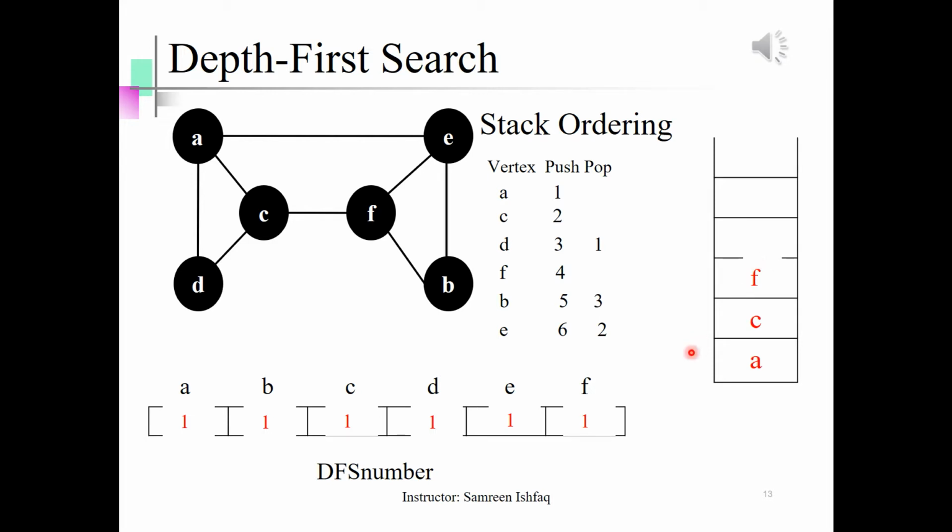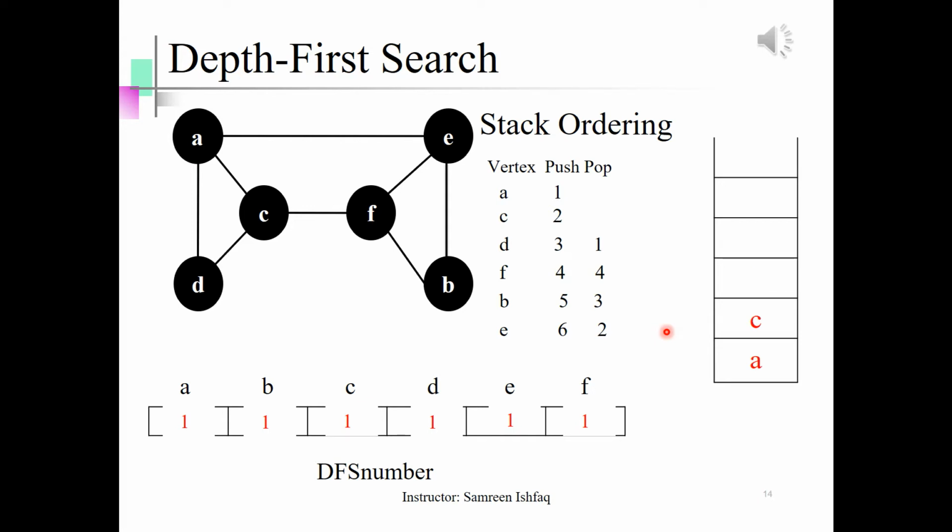Now when B is popped, we will resume the DFS function call with vertex F. Now we're going to check from F to C. C is visited. From F to D, no direct edge. From F to E, direct edge but visited. From F to F, F is also visited. Now F will become a dead end and we will pop F from the stack.